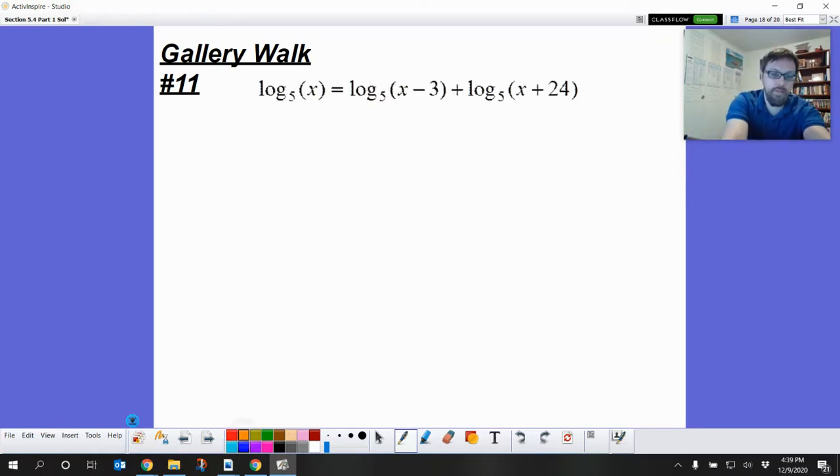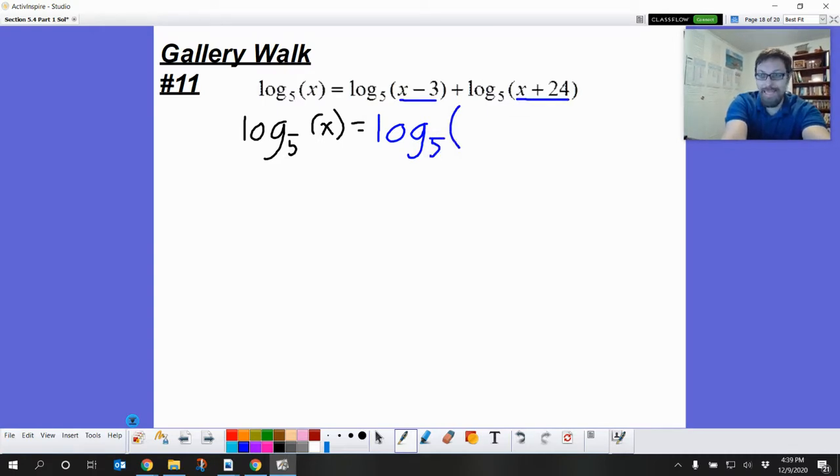So this, I'm going to leave the same. Log base 5 of x. On the other side, I'm going to write it as 1 big logarithm, log base 5 of, I need to do this multiplied by that. So I've got a FOIL. So that's x squared plus 24x minus 3x minus 24 times 3 is 72.